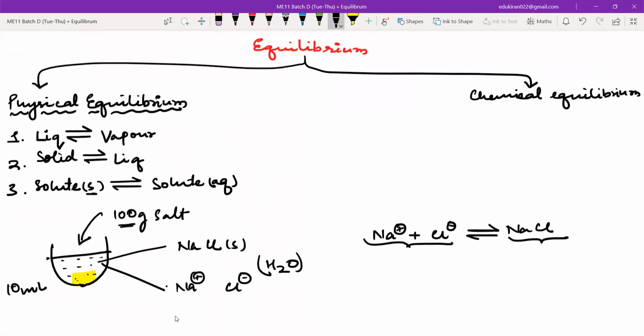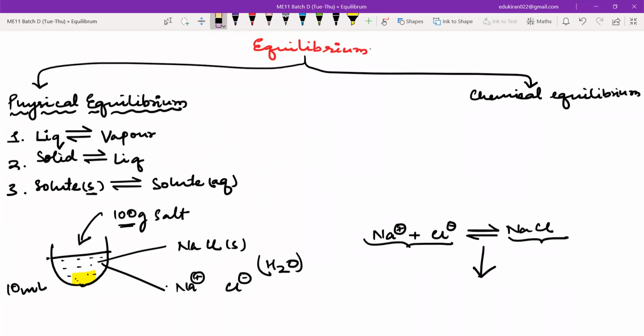Sodium ion and chloride ion, they can combine and form NaCl, some of the NaCl. It does not mean that we have only one. If I take one mole, that is 10 to the power 23, so approximately a million of NaCl molecules will be there. Some of the million NaCl molecules, they will be dissociating. Some of the million sodium positive and chloride ions, they will be associating and they will be forming NaCl. Both of these things would be happening, and that is why we say that we have established an equilibrium.